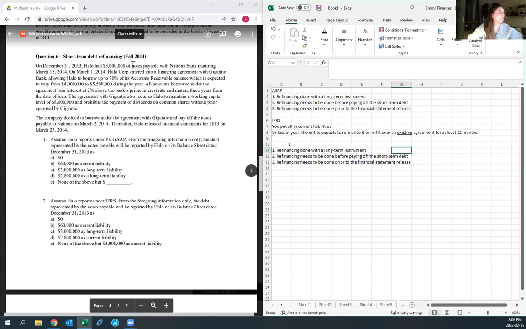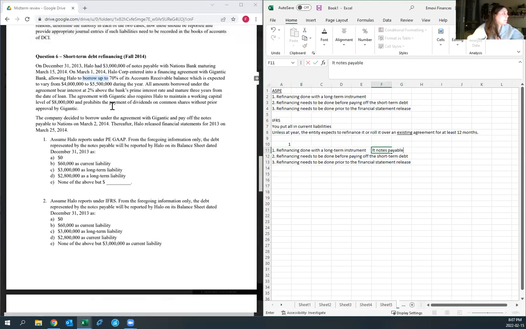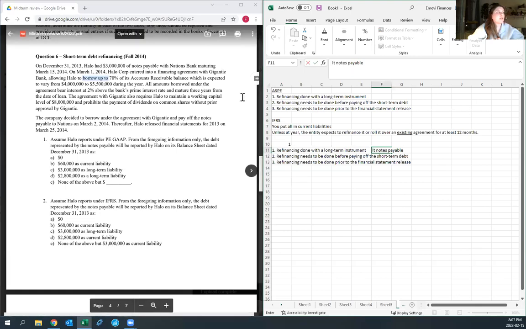They borrowed, so it's done with the loan, long-term notes payable, and it's long-term because it matures in 3 years from the date of the loan. The amount of the long-term instrument here: they say that 70% of their accounts receivable balance of the year, which varies between 4 million and 5.5 million.